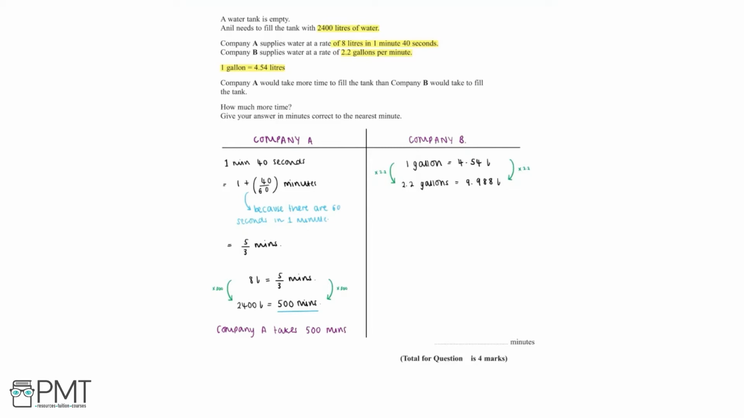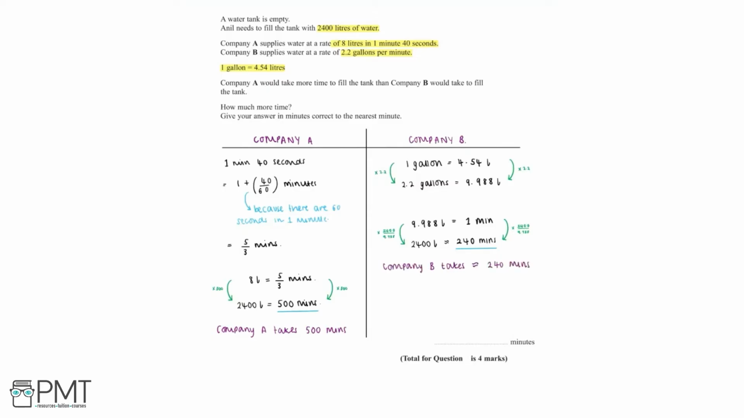Now if we know that Company B supplies 2.2 gallons in a minute, we can say that this is equivalent to 9.988 litres in 1 minute. We want to find how long it takes to fill the tank with 2,400 litres, and so we can multiply both sides by 2,400 over 9.988. 9.988 multiplied by 2,400 over 9.988 is equivalent to 2,400 litres, and 1 multiplied by this fraction is approximately 240. And so we've found that Company B takes approximately 240 minutes in order to fill the tank with 2,400 litres of water.